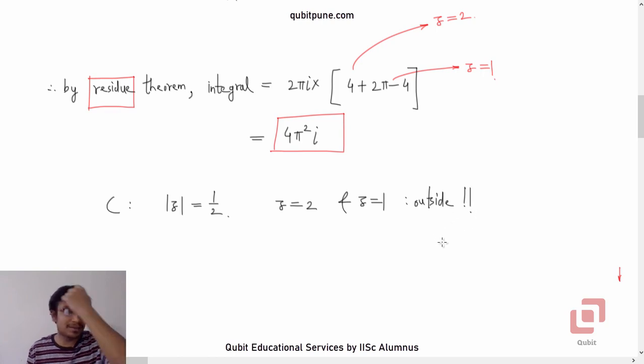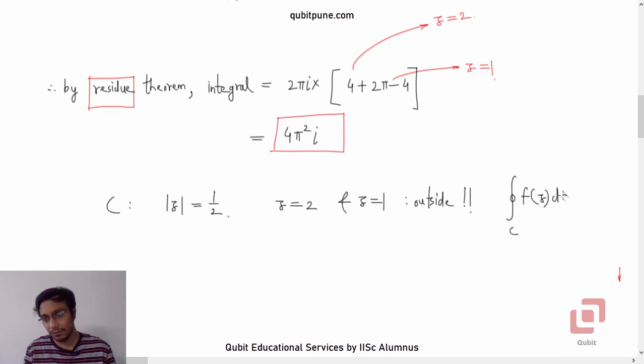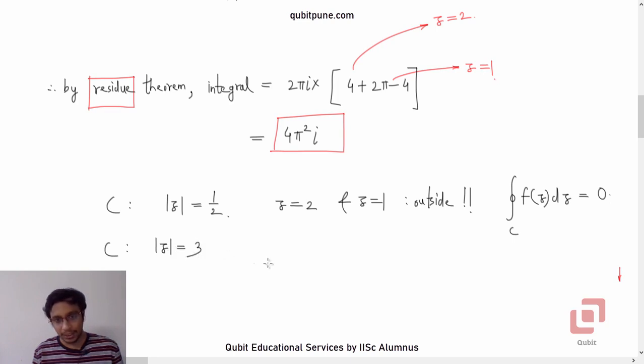Okay, which then means that we can now apply Cauchy's theorem, and hence the value of the integral would be 0 because it is analytic on and inside C. Okay, if I now change C and take it as mod z equal to 3, then z equal to 2 lies outside.